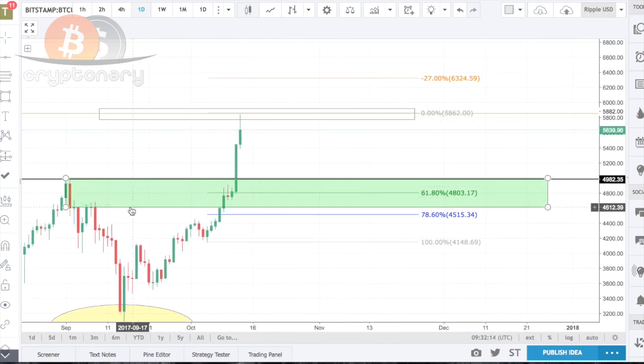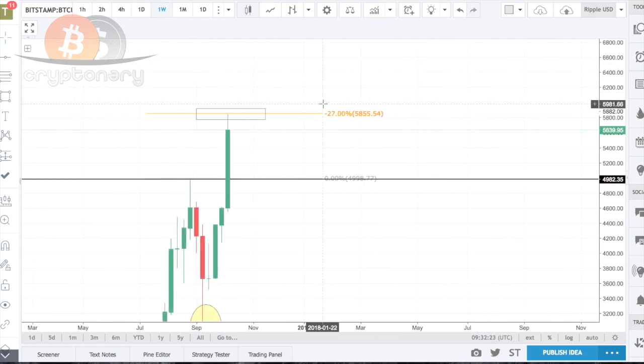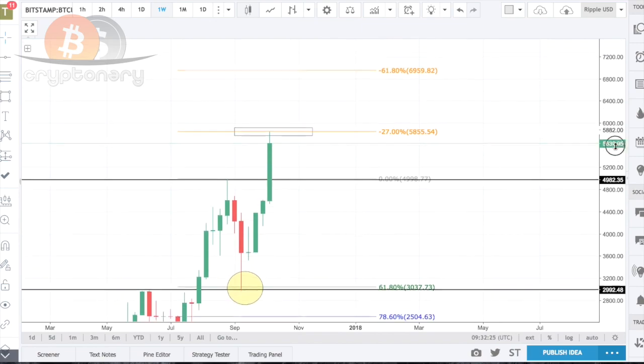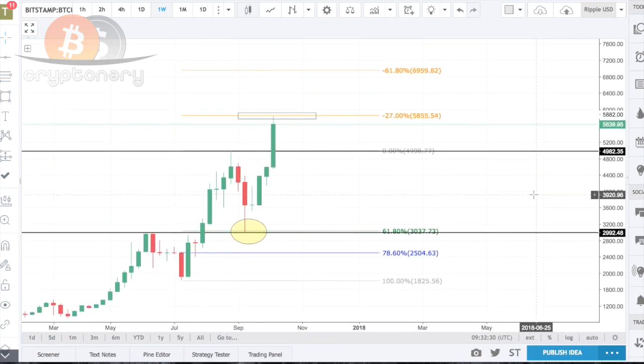So what I would recommend, if you're looking for short-term pullbacks and where price may go, keep the Fibonacci on the daily tool. However, if you want to just be patient and how we recommend investing at Kryptonary, only draw the Fibonacci on the weekly and just wait out the next expected move.